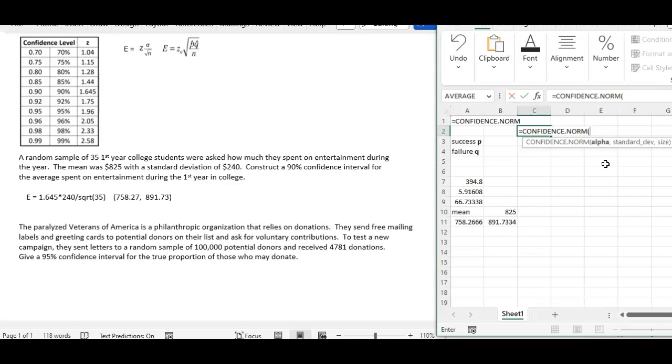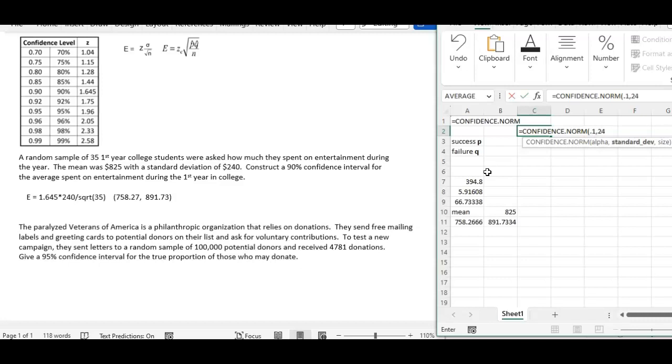So if we're looking for 90%, which is what we are in this example, we're going to type in 10%, which is 0.1. If we were looking for 95% confidence, we would type in 0.05, which is 1 minus 0.95. So my alpha in this case is 0.1.